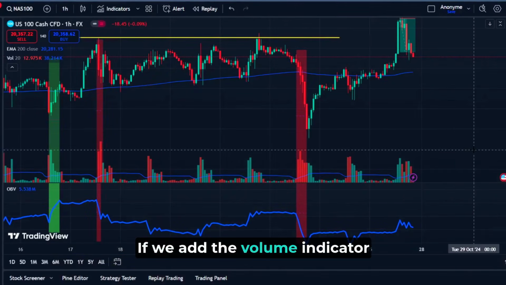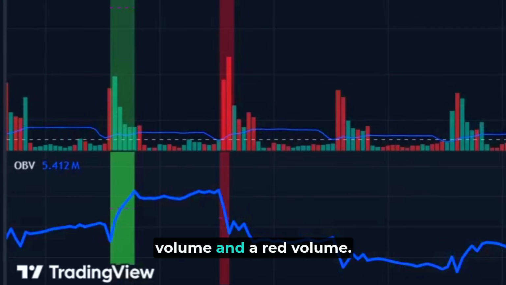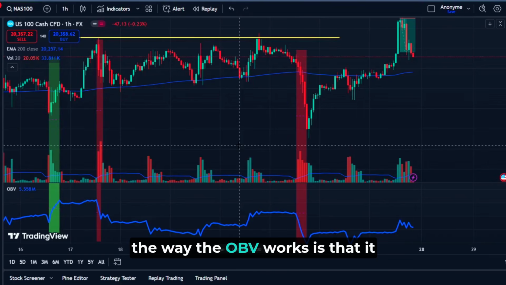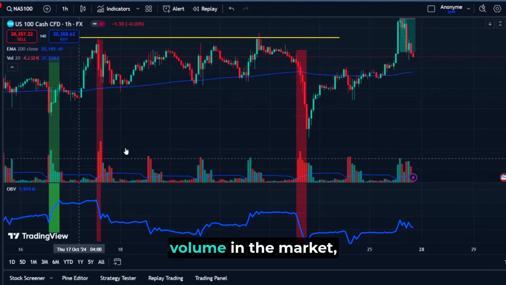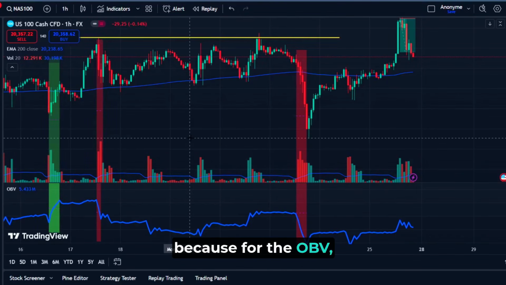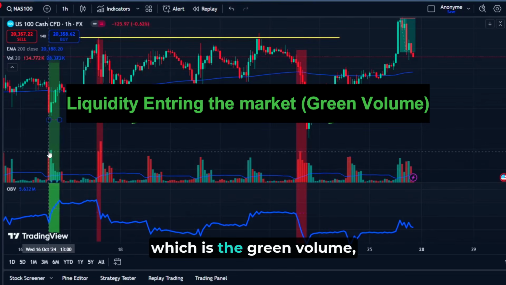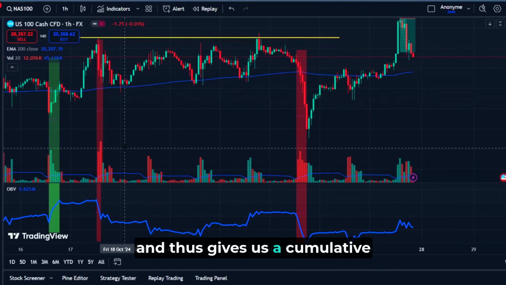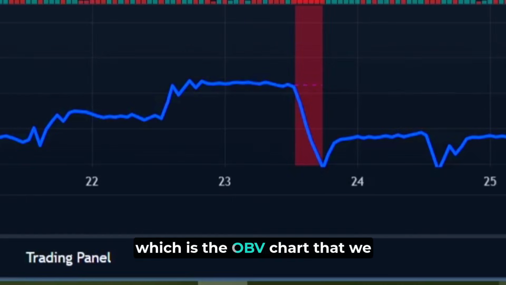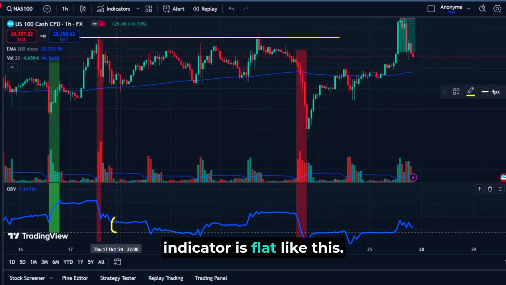If we add the volume indicator to the chart, we notice that the volume indicator consists of a green volume and a red volume. Now, the way the OBV works is that it subtracts the red volume that we see here from the green volume in the market, because for the OBV, the green volume represents the liquidity entering the market, and the red volume represents the liquidity leaving the market, which it subtracts. Thus it gives us a cumulative total of volume, which is the OBV chart that we see here in the indicator.